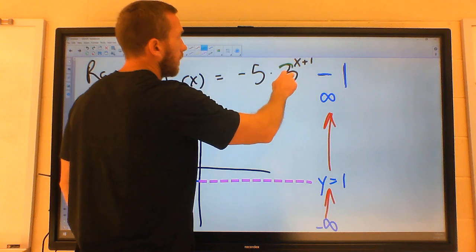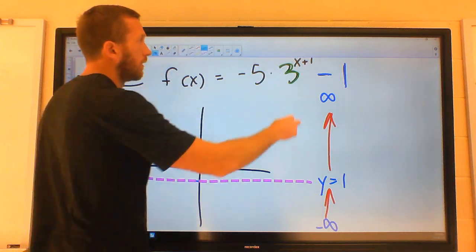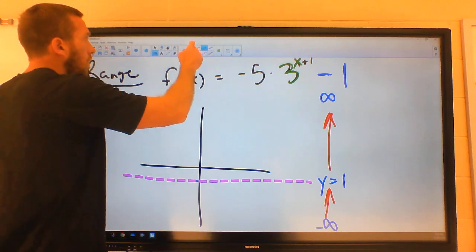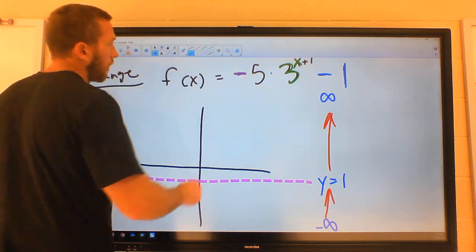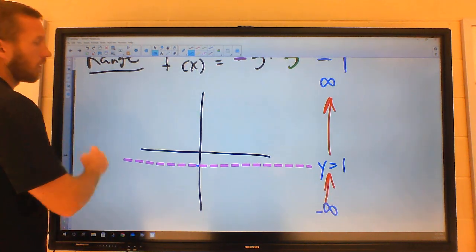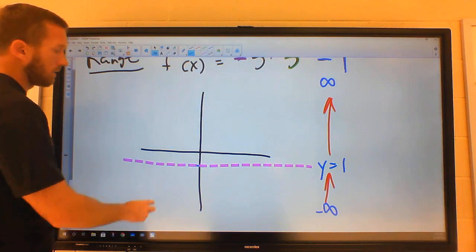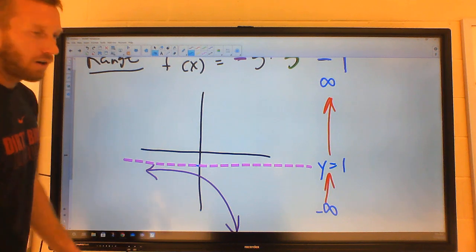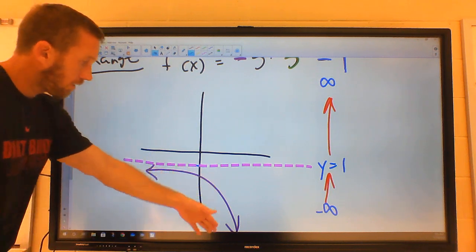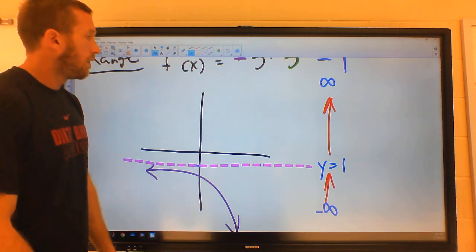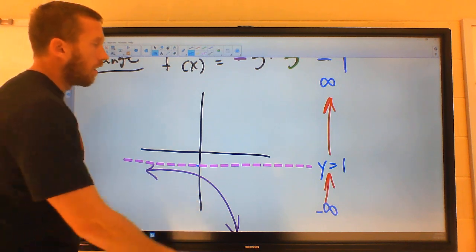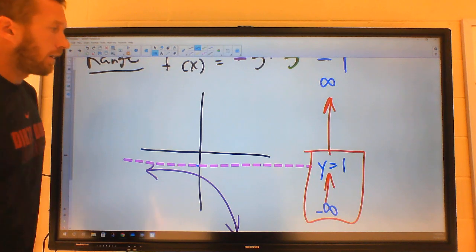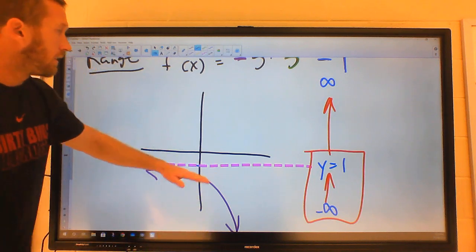So let's look again. 3, that's a growth. Positive x. Okay, nothing's changed. It's still a growth. Oh, there's a negative out front. So this is a scenario where it is below our asymptote. And I'm not asking you to quickly be able to draw that curve, but this is what a negative growth would look like, etc. Okay? It doesn't really matter. All that you need to know is that this is the interval of values for our range. Negative infinity to this -1.